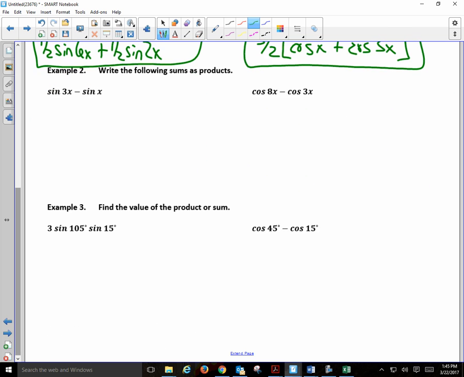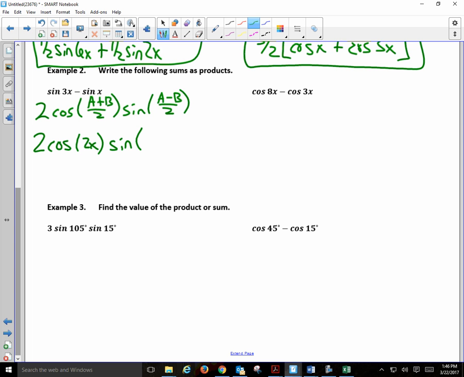Okay? All right. Write the following sums as products. Need a formula. Other grouping now. So we're going from a sum now to a product. So what do you got? Sine minus sine. What do you got? 2 cosine of A plus B over 2 times sine of A minus B over 2. All right. What's A plus B? 4x divided by 2. So I got 2 cosine of 2x times sine of, what's A minus B? 2x divided by 2.